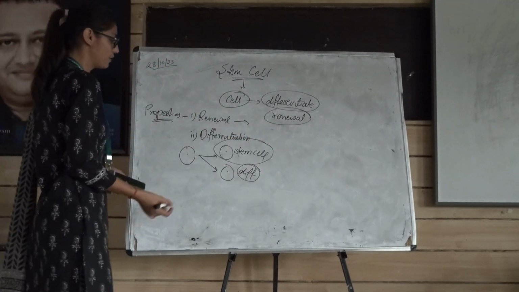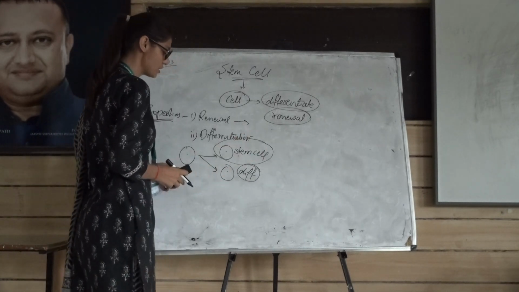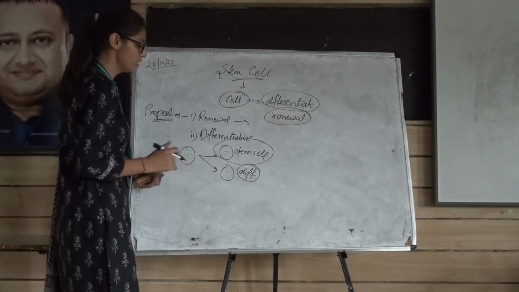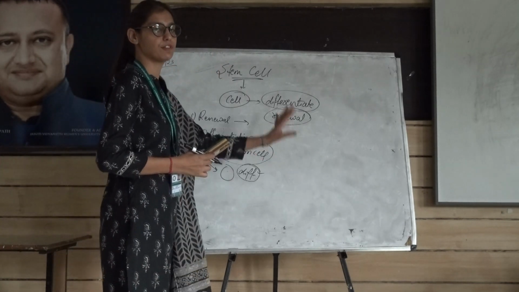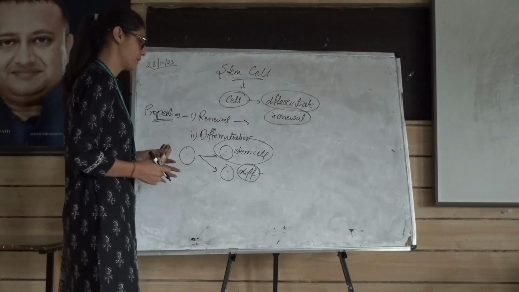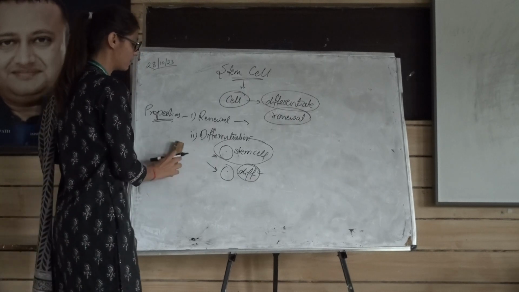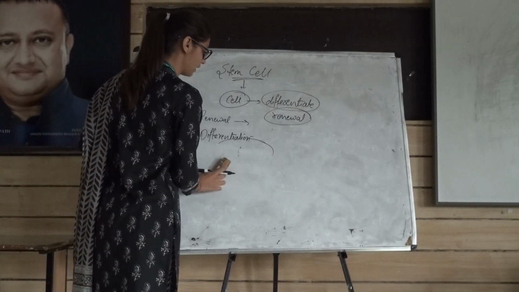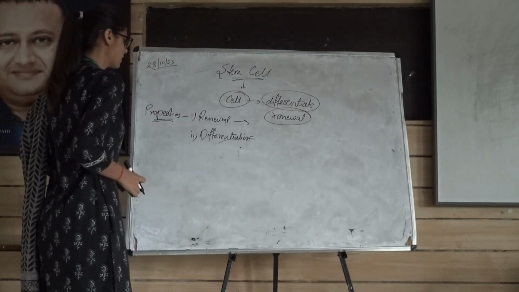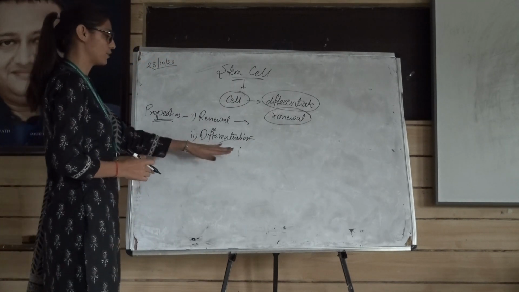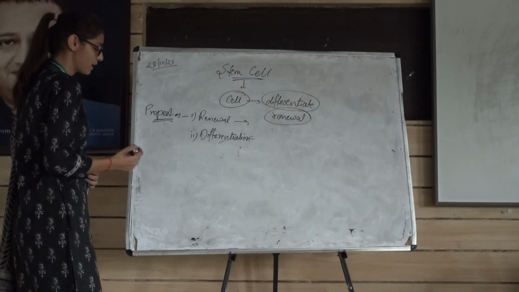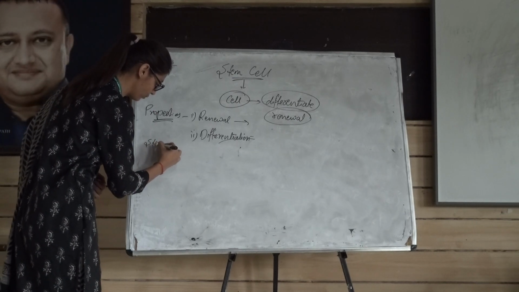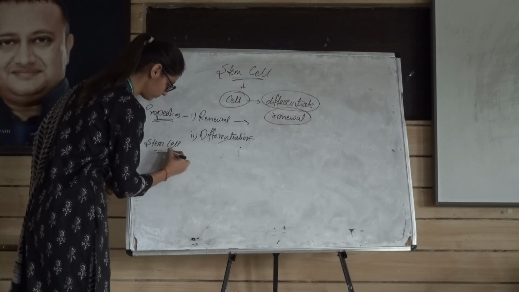Then we see the second property which is differentiation. So at the time of this maintenance of pool, stem cell also produces some differentiated cell which is further differentiated to any kind of specialized cell. So basically this is the property which helps in the maintenance of stem cells and also helps in the production of different types of cell. According to this property, stem cells are divided into a total of 4 types.